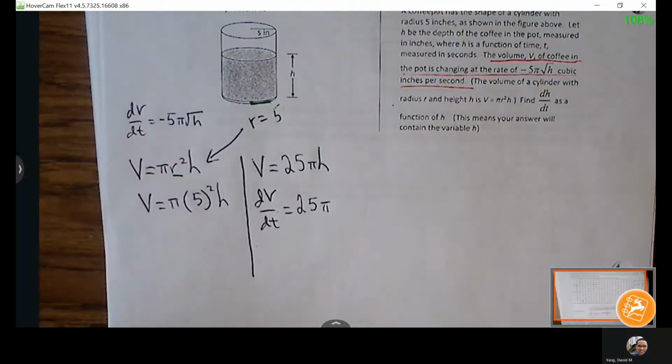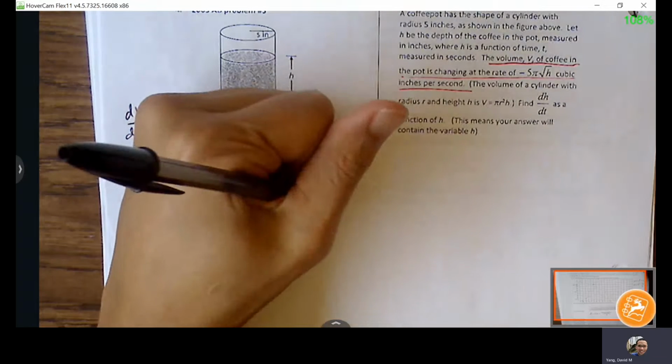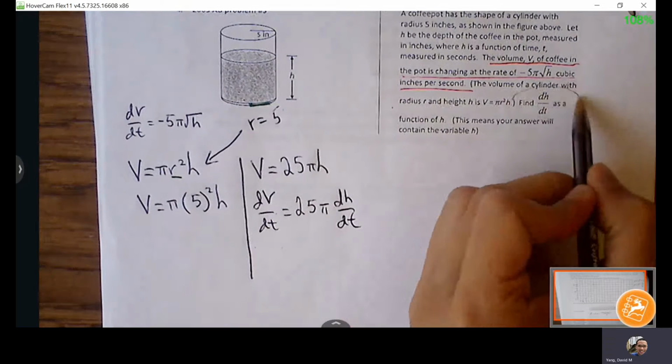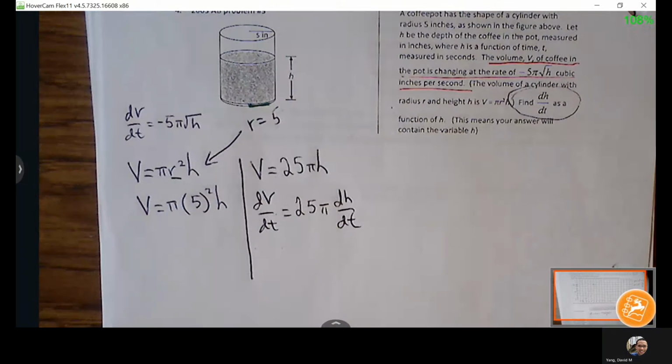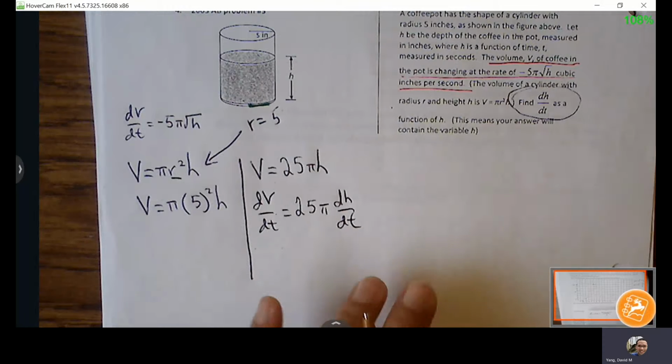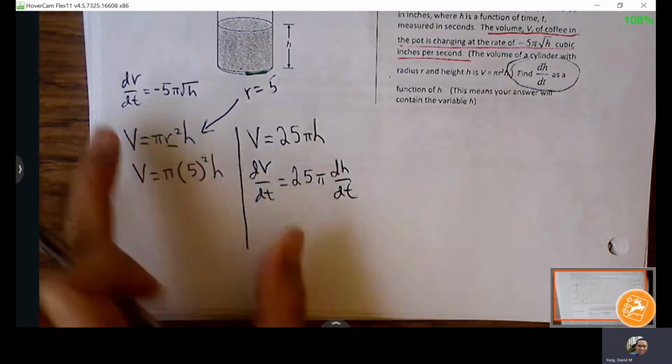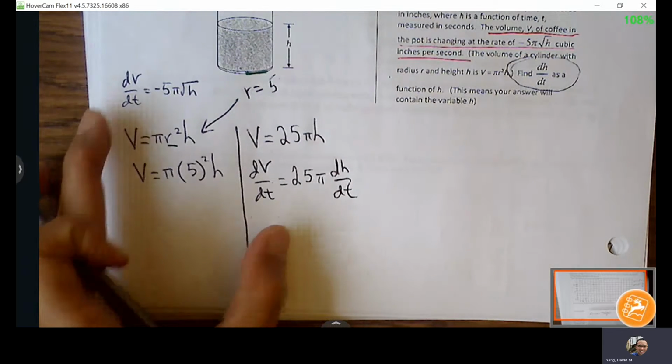Anything else? Yeah, there you go. h becomes 1, but we have to keep track of h's derivative, so dh/dt. Yep, and that's what we're looking for. We're looking for dh/dt. We make our substitutions. We will have h left in our answer, but it's okay. They tell us it's okay. So there we go.